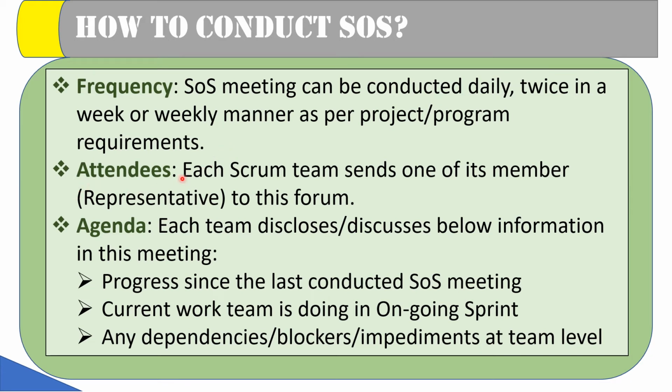Now, who attends it? Like I said, this meeting is required to coordinate the work among various Scrum teams, so each Scrum team will send one of its members or representatives to this forum. Now, what's the agenda? What do we want to discuss in this meeting? Each team member will discuss the following information. What progress their team has made since the last SOS meeting. What current work the team is doing in the ongoing sprint. Any dependencies, blockers, or impediments at a team level. So this is what the agenda is in the SOS forum.